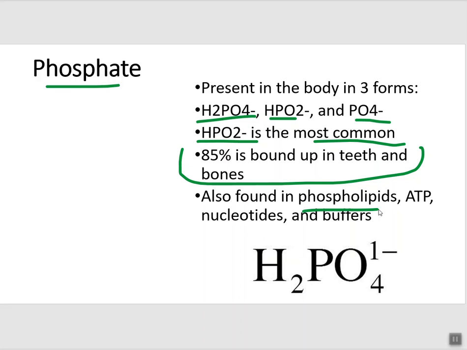Of course, we also have phospholipids in our cell membranes. ATP has 3 phosphate groups. The nucleotides have a phosphate group on them, and we also use some of these as buffers. They work kind of the same way. This HPO4 can pick up a second hydrogen ion, so if it's acidosis or alkalosis, these guys can go here.